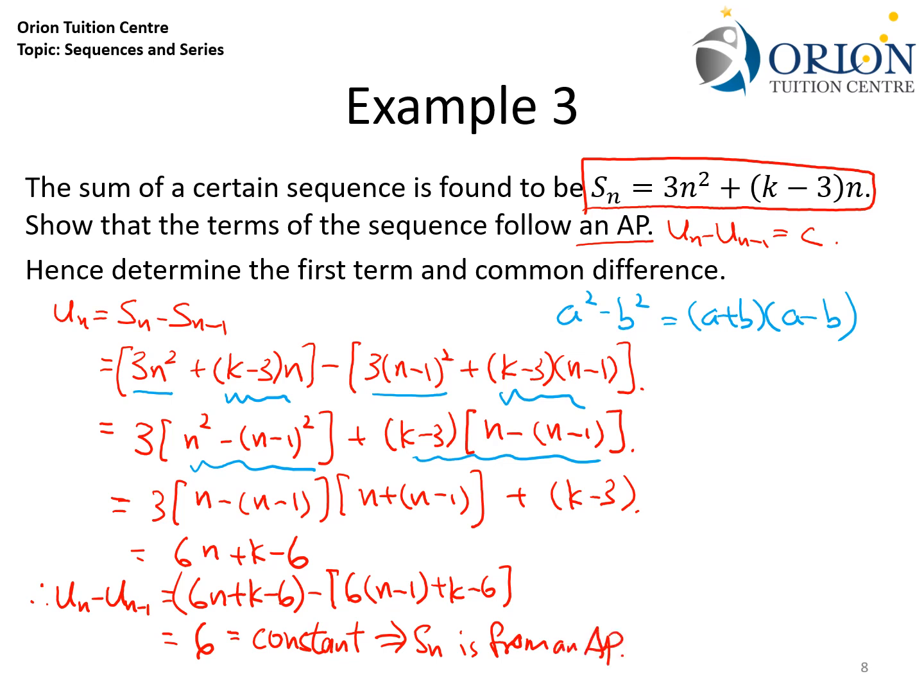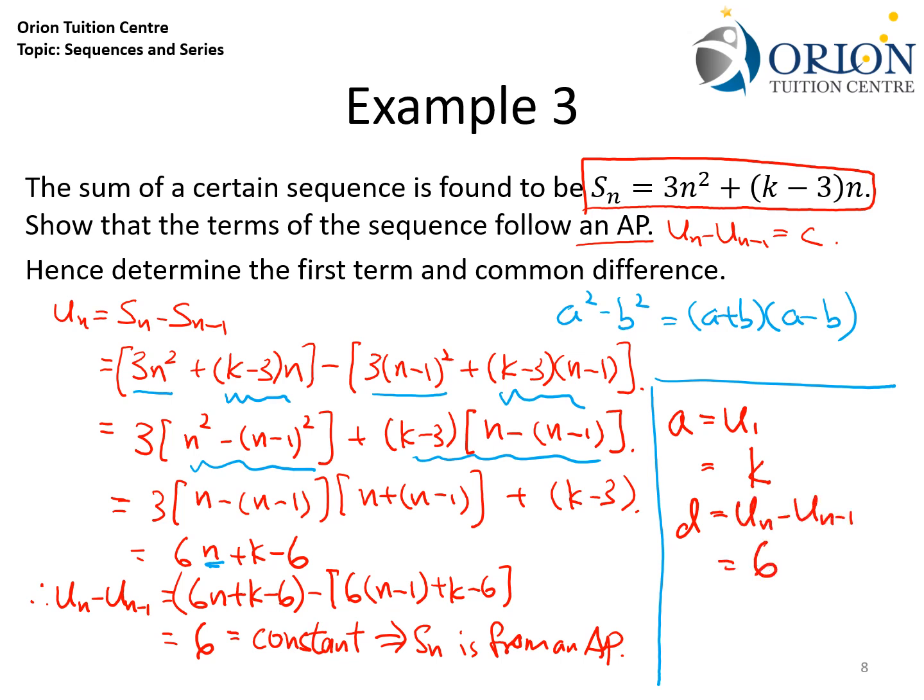And we also need to find out what the first term and common difference of this AP are. The first term will be U1. We can substitute 1 into this n over here. And this gives us k. And the common difference d will be equal to Un minus Un minus 1, which is 6, as what we have found earlier.